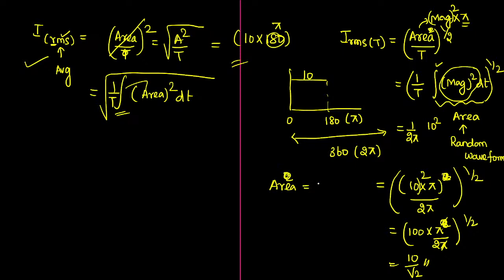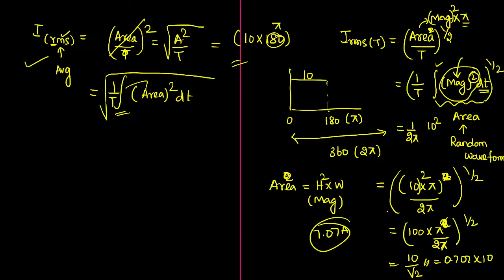It is wrong. How do we write area? Height into width. Height should be squared. This is magnitude, right? While calculating area, also in the integral if you observe, I have squared only the magnitude and then it will be multiplied by its corresponding time period. So here also you can do the same thing such that you will get 10 by root 2. 1 by root 2 is 0.707 into 10. So the correct answer is 7.07 ampere. This is how we are basically estimating the RMS value of the waveform.